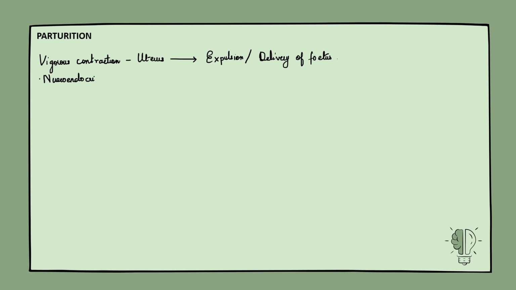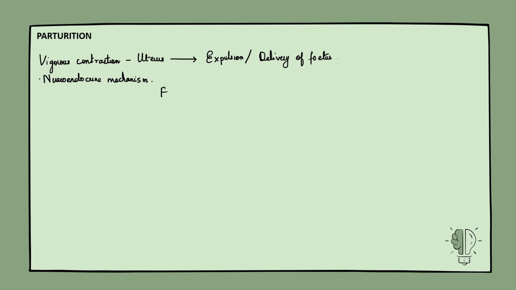Alright, now we learn about the process of parturition. Parturition in simple terms means the delivery of a fetus or expulsion of a fetus from the uterus. And this happens due to vigorous contractions of the uterus, which results in the expulsion or delivery of the fetus. Alright. So, parturition is the expulsion or delivery of the fetus at the end of the pregnancy due to the vigorous contraction of the uterus. Now, parturition occurs due to neuroendocrine mechanism.